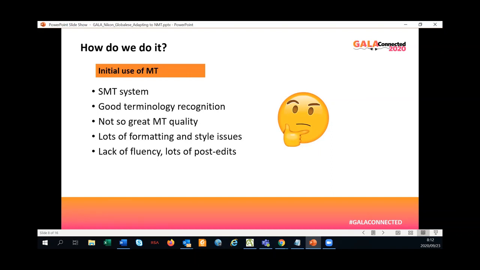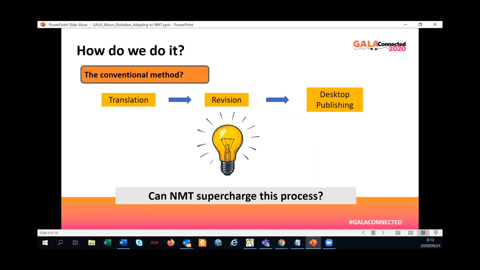But in the case of engineering procedures, it was fairly good, but only in very specific situations within those documents could it be very valuable. Because post-editing of machine translation was still fairly extensive, up until roughly 2017 we were using the conventional method of a translation step, a revision step, and then desktop publishing. But we were always looking to see how we could improve MT and possibly supercharge this process.